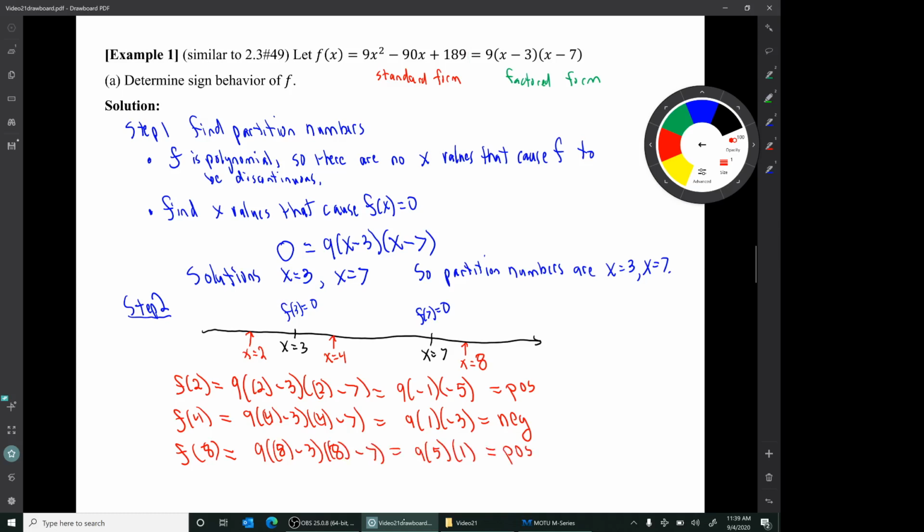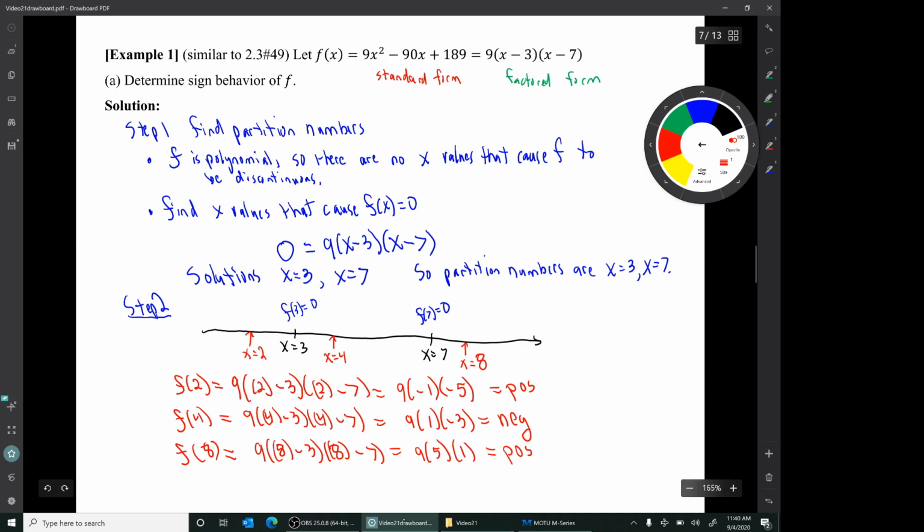Now, notice we have the behavior at particular test numbers, sample numbers, in each of these intervals. But remember that the function can't change sign in those intervals. So if we know the sign of the function at a particular test value, a sample number in an interval, we know the sign of the function on the whole interval. So we can indicate that in a number of ways.